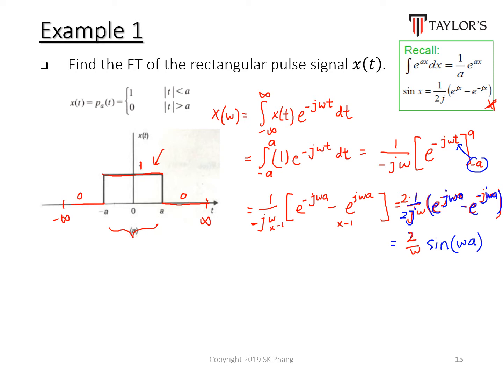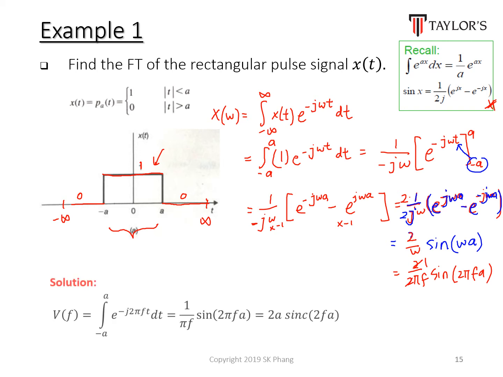You can leave it this way, or you can just write it as 2 over 2 pi f, if you like an extra step, up to you, sine of 2 pi f a. And then you cut off the 2, so it becomes 1 over pi f sine of 2 pi f a. And let us look at the final answer, correct. Alright, the final answer has another further step, which is to change it to sinc signal.